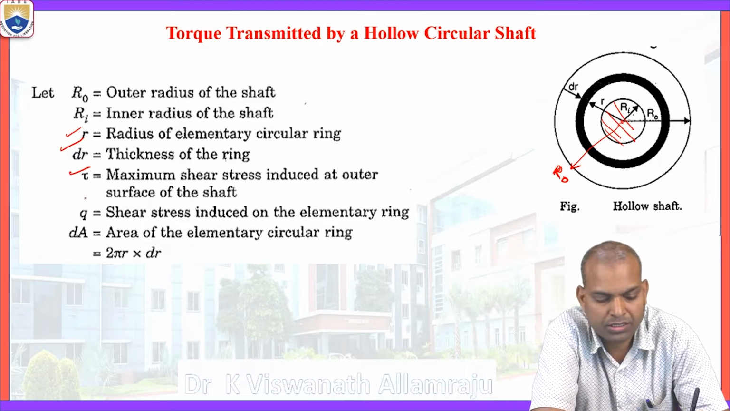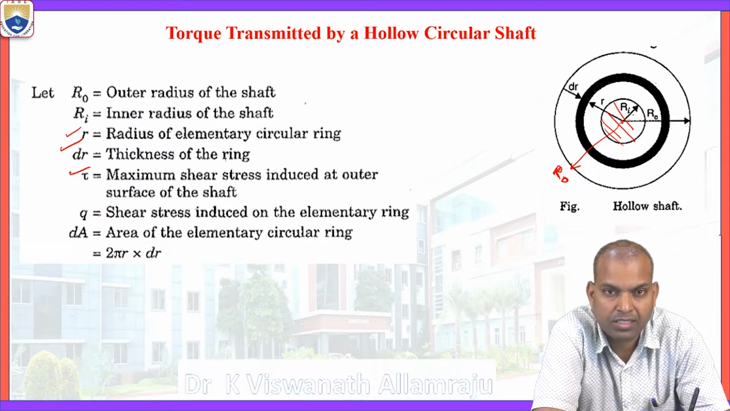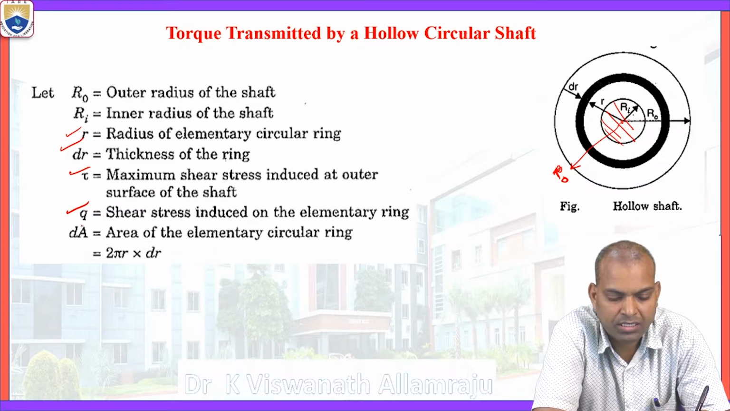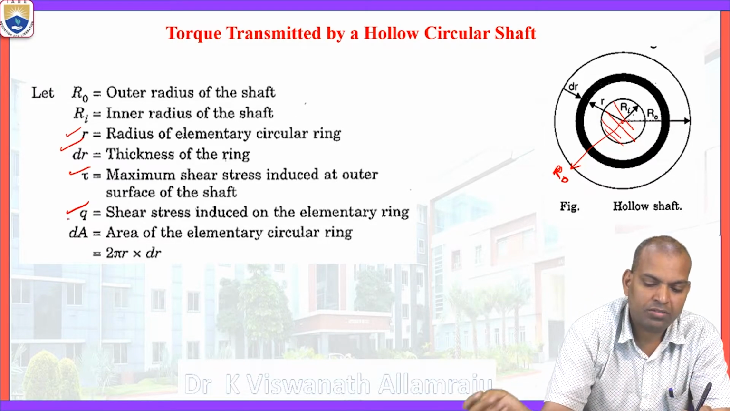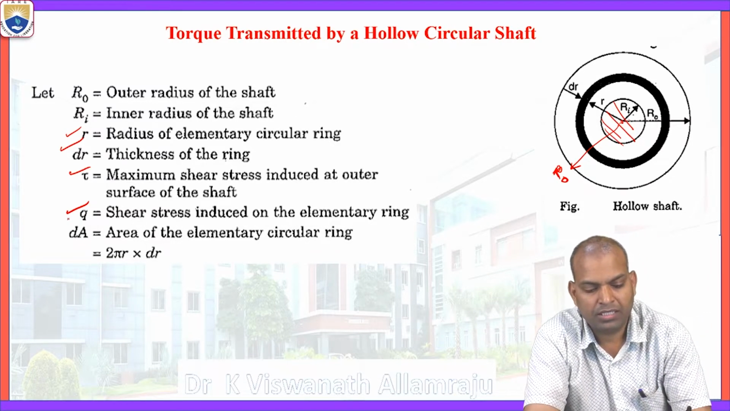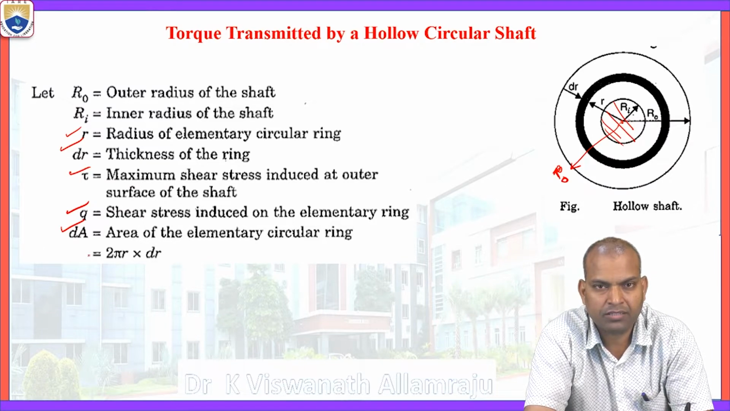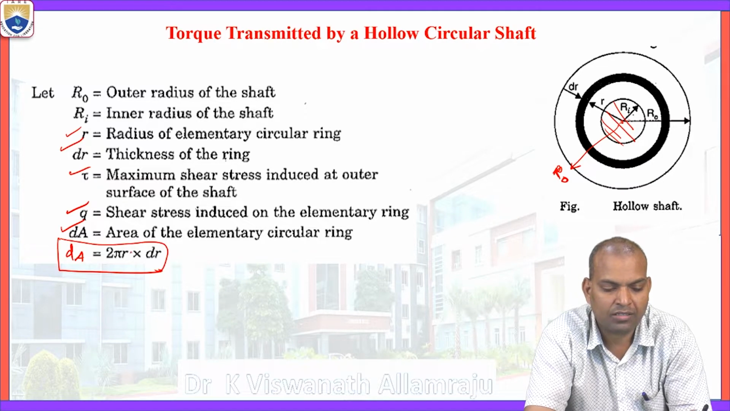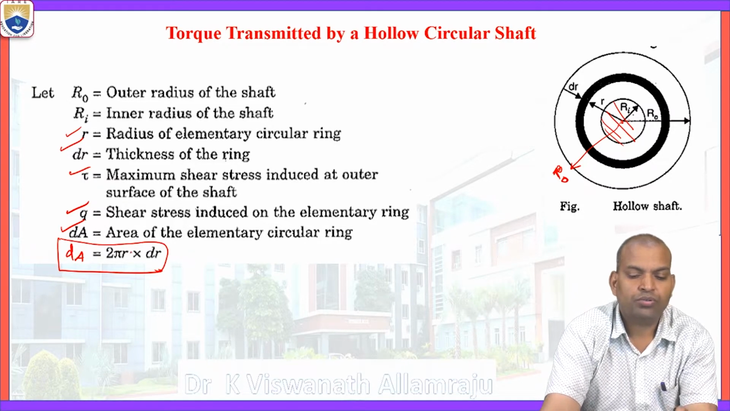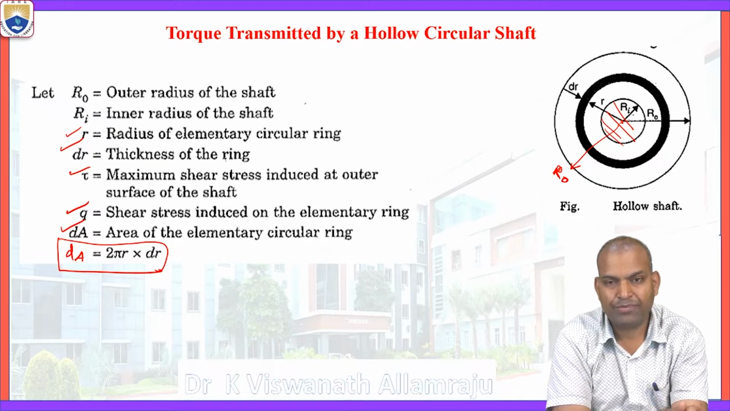Whereas q is the shear stress induced at the elemental ring, and dA is the area of the elementary circular ring, that is 2 pi r times dr. So dA equal to 2 pi r times dr. Alright. So q is the shear stress induced on the elementary ring.